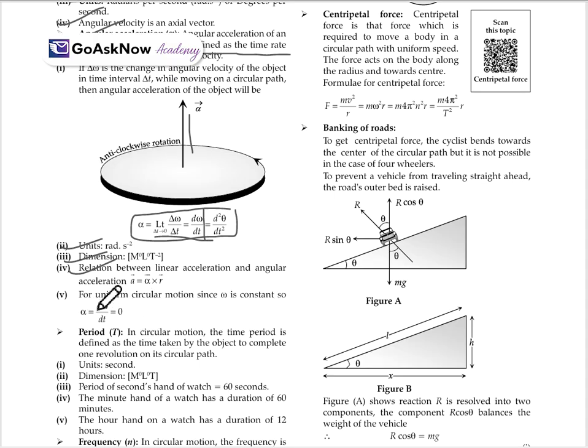For uniform circular motion, alpha is constant, and alpha is equal to d omega upon dt, which is equal to 0. Now there are also some terms we need to know for circular motion. Its period, T. In circular motion, the time period is defined as the time taken by an object to complete one revolution in the circular path. Unit is second. Dimension is M0 L0 T. Period of the second hand of a watch is 60 seconds, the minute hand is 60 minutes, and the hour hand has a duration of 12 hours.